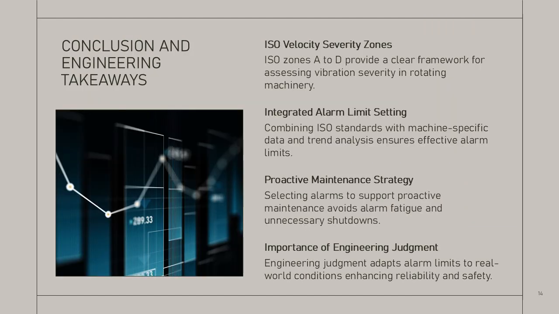In conclusion, ISO velocity severity zones provide a robust and internationally accepted foundation for setting vibration alarm limits in rotating machinery. By categorizing vibration levels into zones A through D, engineers gain a clear framework for assessing machine condition, prioritizing maintenance actions, and managing operational risk. However, standards alone are not sufficient. Effective alarm limit setting requires a combination of ISO guidelines, machine-specific knowledge, baseline data, and ongoing trend analysis.